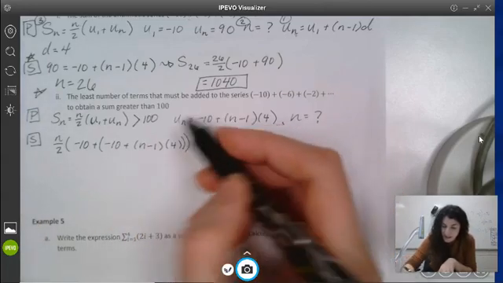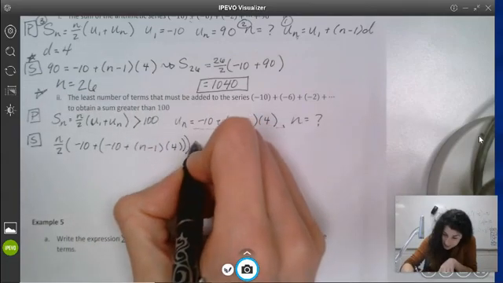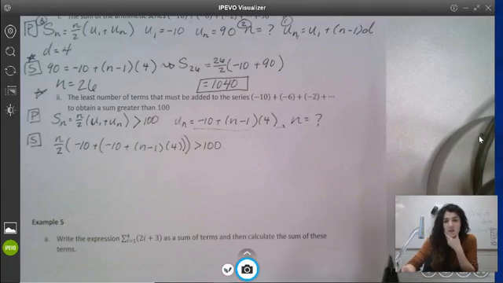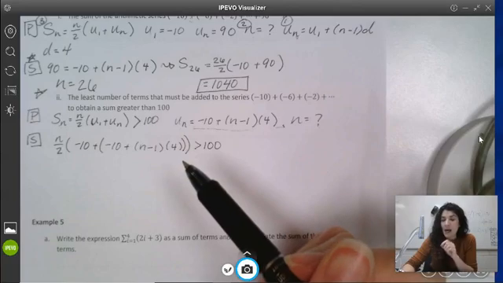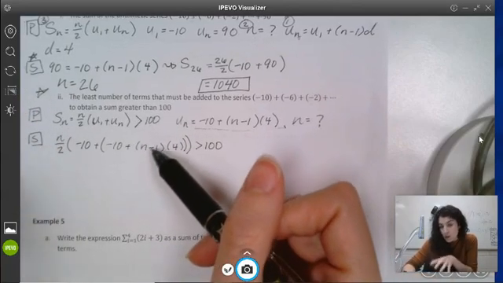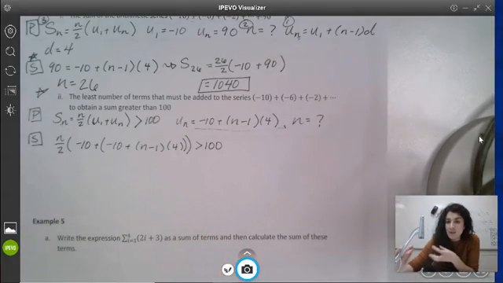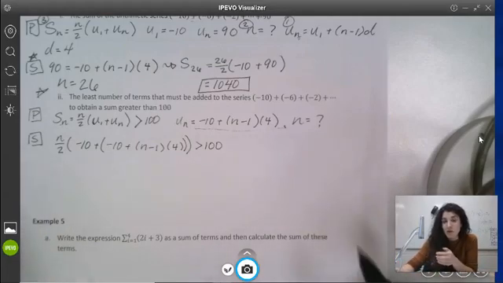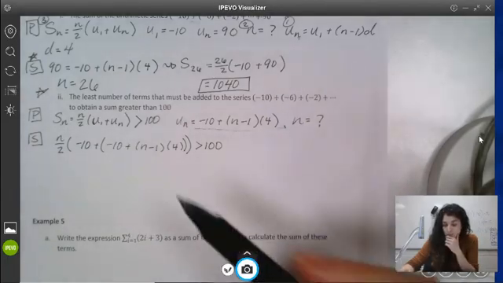Lots of parentheses going on there. And this needs to be greater than 100. There are a lot of things going on, but realize that what we did is we now only have one variable in this situation. It's n. It appears twice, but that's fine. Now we don't have n and u sub n in the same equation. It would be hard to solve if we did. It would be impossible to solve if we did. So this is a helpful step forward.